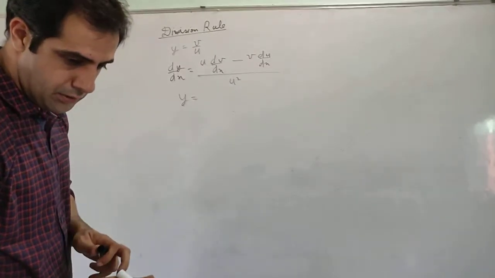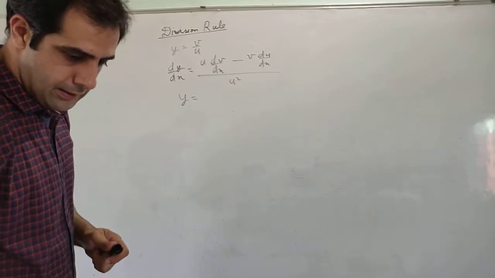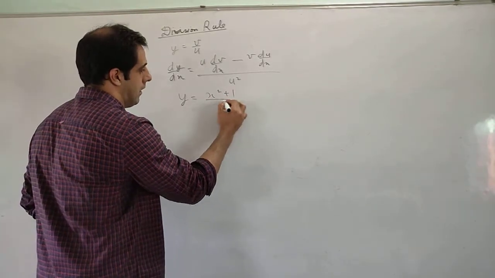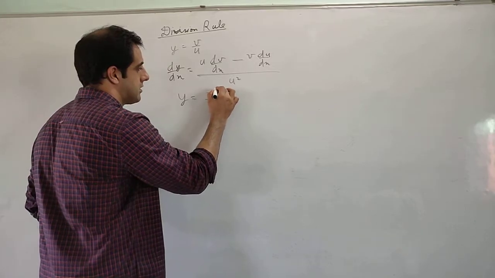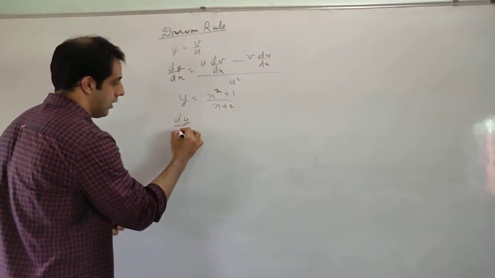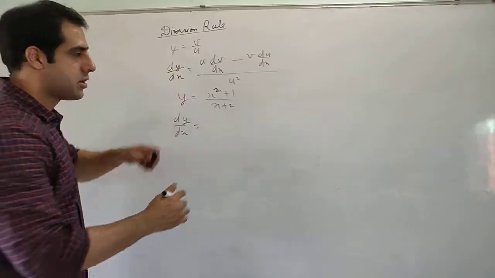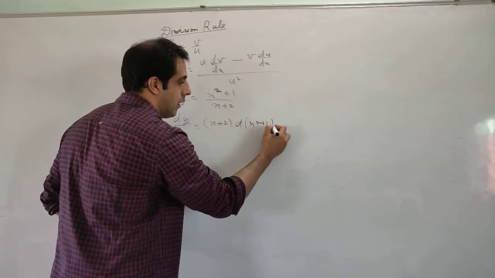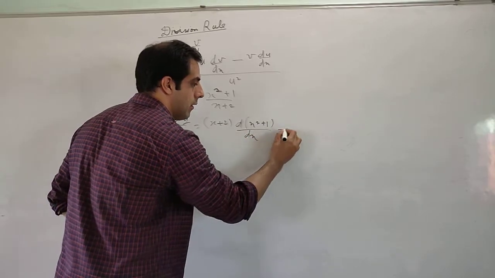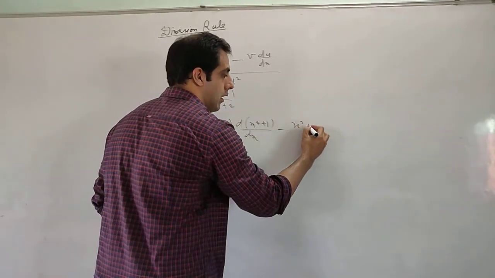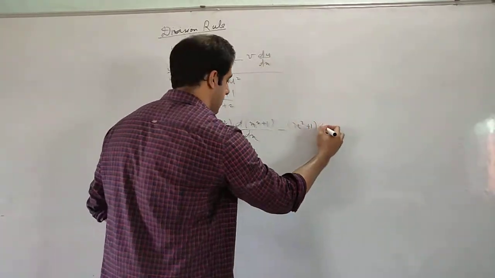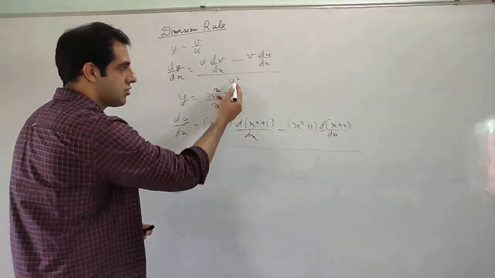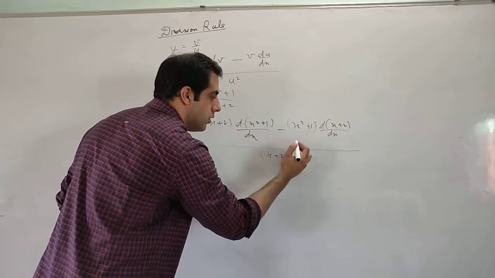Let us do an example. Let us say we have x square plus 1 upon x plus 2, and we want dy by dx. I will do it quickly. First the denominator x plus 2, times the differentiation of the numerator x square plus 1, minus the numerator x square plus 1, times the differentiation of the denominator, and this entire expression will be divided by the square of the denominator, so x plus 2 whole square.